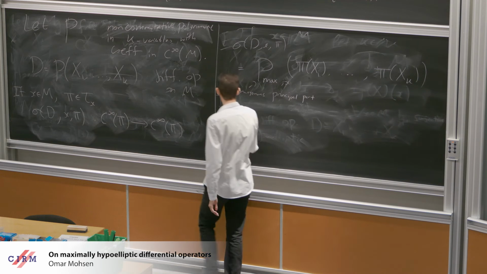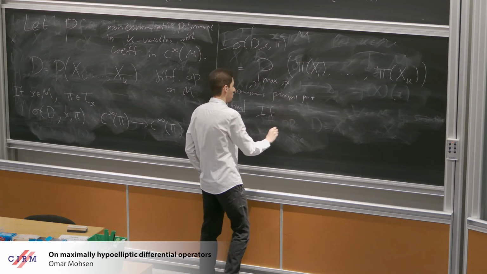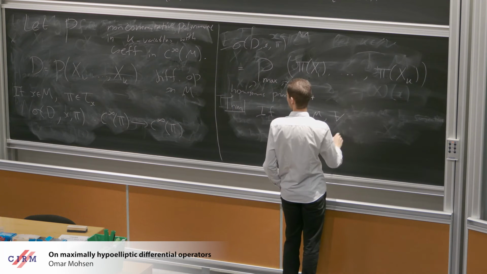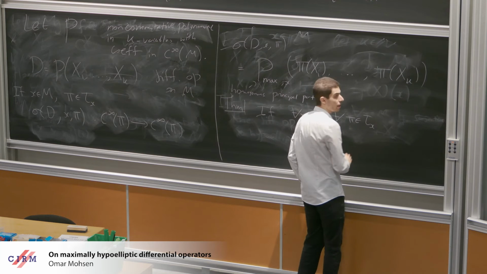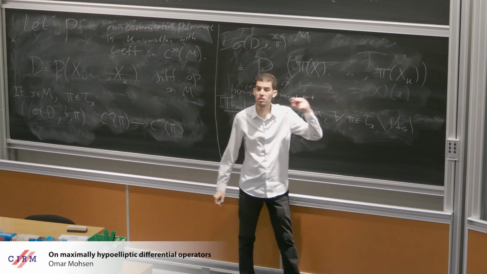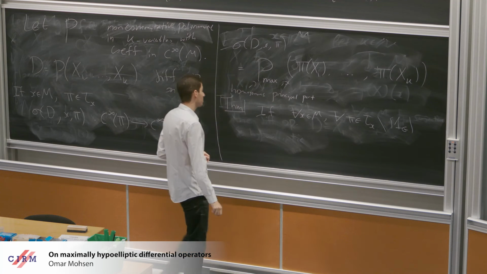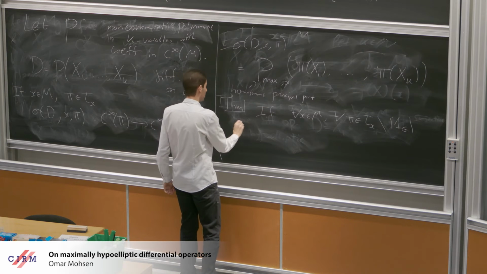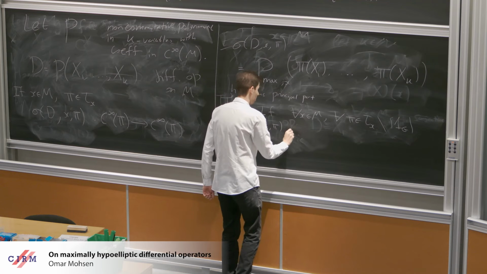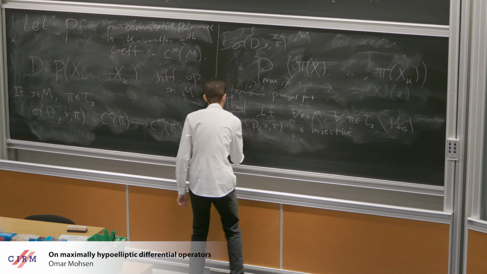And I get a linear map from C infinity vectors to C infinity vectors. Now we arrive at our theorem. If for all x in M and for all phi in tau x except the trivial representation, 0 is always in the set that I described before. So I always have to remove the representation. If this thing is injective, then D is hypoelliptic.